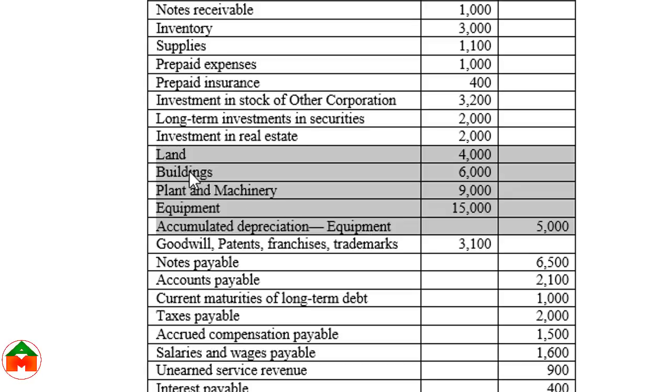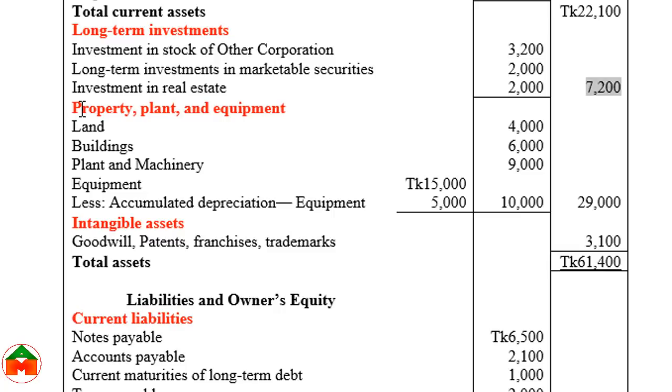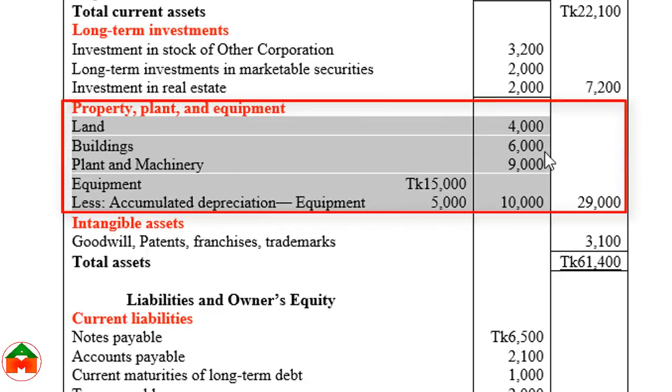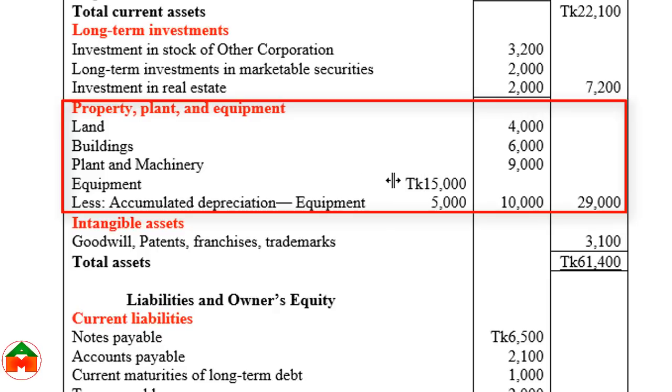Okay, so we will take these items to the assets in the balance sheet as long-term assets, or property, plant and equipment. Here we can see the property, plant and equipment. The items are land 4,000, buildings 6,000, plant and machinery 9,000. Here we can see the equipment is written in the inside column because we need to deduct this contra asset of equipment, I mean this accumulated depreciation.